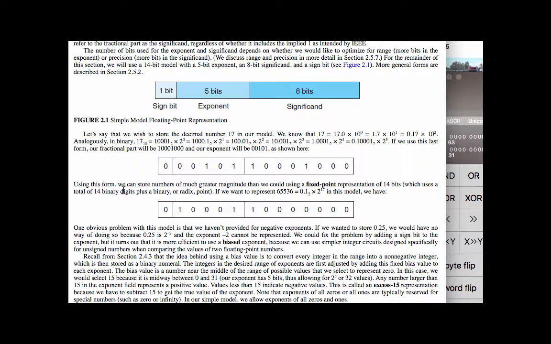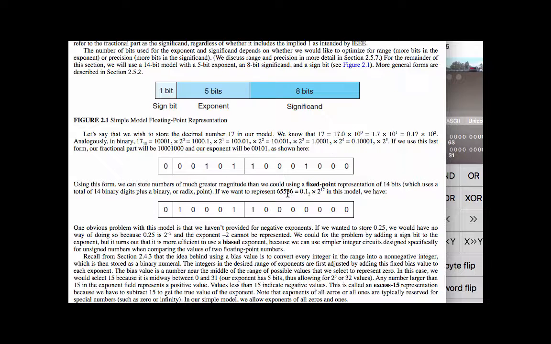It says using this form, we can now store numbers of much greater magnitude than we could using a fixed point representation of 14 bits, which uses a total of 14 binary digits plus a binary or radix point. So let's look at an example for this. They have an example here that says let's try to represent this number here, 65,536, using this methodology of having our exponent and our significand.